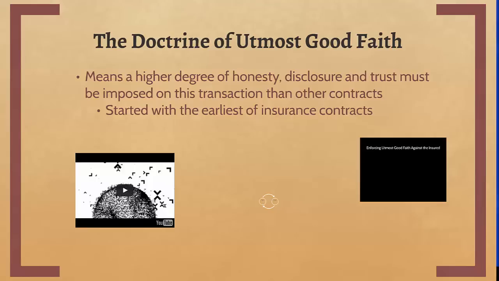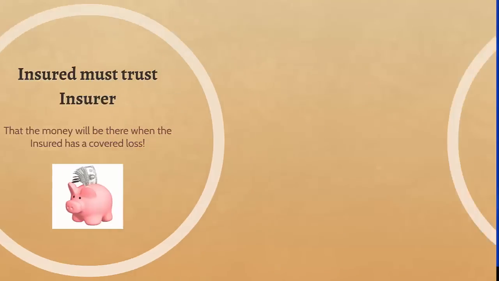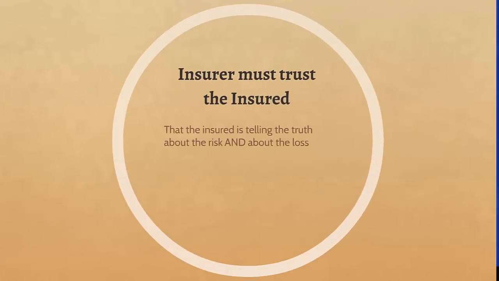You have to consider the uniqueness of an insurance contract. It's one where an insured gives money to an insurance company and believes and hopes that it keeps and protects the money and is able to pay a claim at the time of loss. But on the other hand, it also means that an insurer has to have faith that the applicant for insurance is being honest about the riskiness of their exposure. As I said, the insured must trust the insurer that the money will be there when the insured has a covered loss, and the insurer must trust the insured that the insured is telling the truth about the risk and the loss.